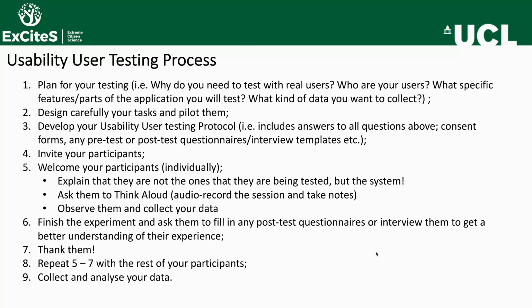You will then need to develop your usability user testing protocol, which includes the decisions that you have taken in the first and second steps. Here you need to develop your consent forms, any pre-test or post-test questionnaires, interview templates, and so on. In the fourth step, you need to identify and invite your participants. When the test happens, you start by welcoming your participants individually. You have to explain to them, and this is very important, that they are not the ones being tested, but the system is being tested.